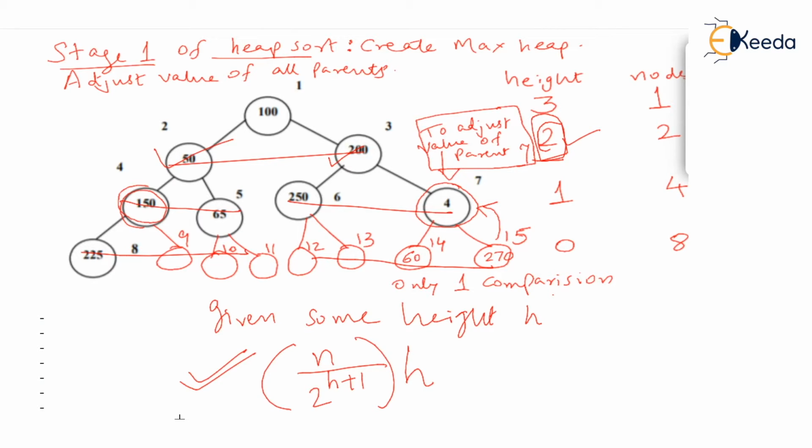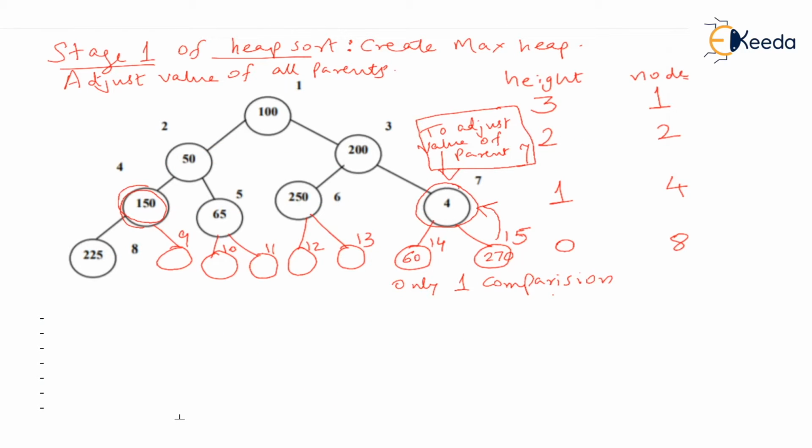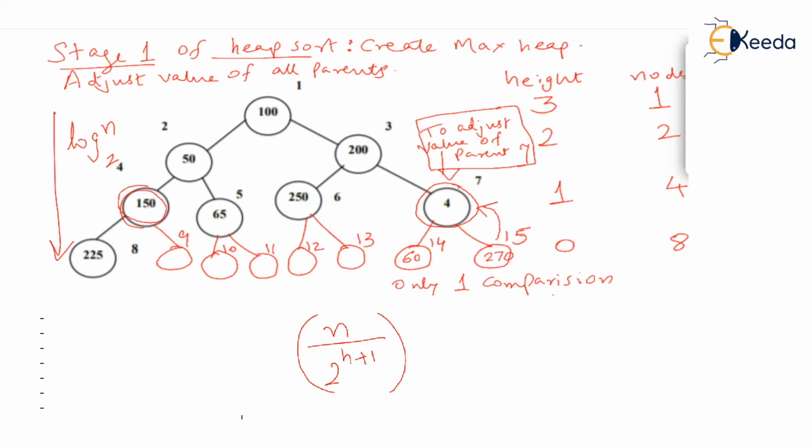And now ultimately, we have to calculate the total cost, isn't it so? Now the total cost will be the cost of adjusting the parents at every height. And what is the height of this tree? Remember, the height of the tree is log of n to the base 2. So if you say that at a particular height, the cost is n upon 2 raised to h plus 1 multiplied by h, correct? This is for one particular height. But we have height 0, height 1, height 2, height 3. Then we will have to sum up the individual cost at every height where h goes from 0 to log n.